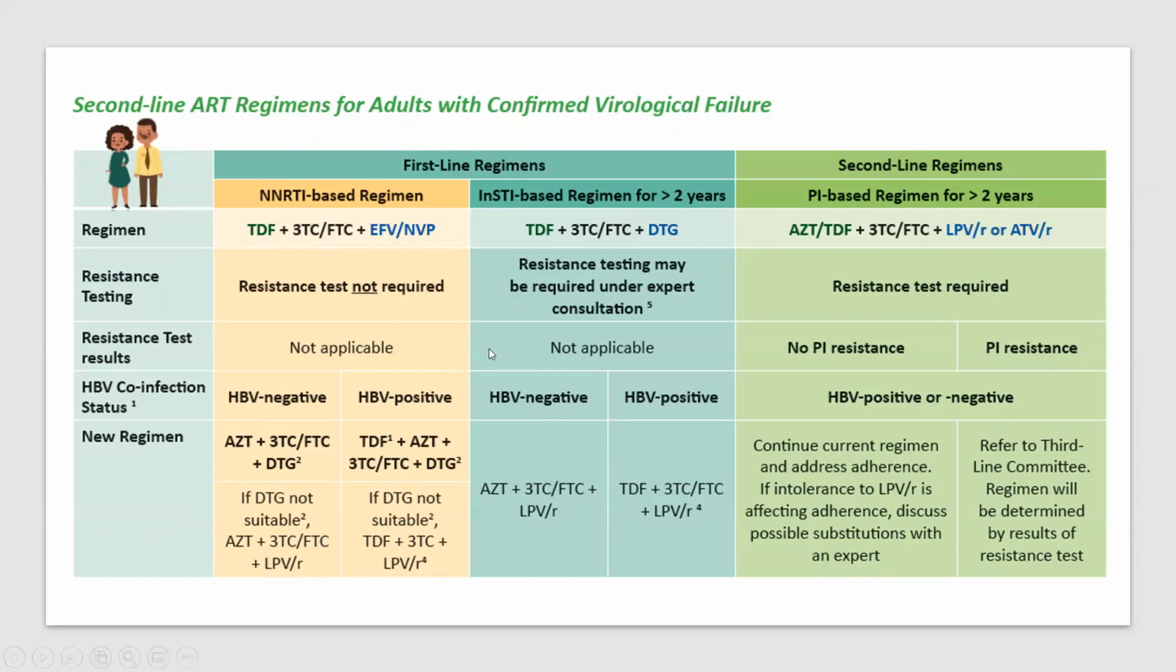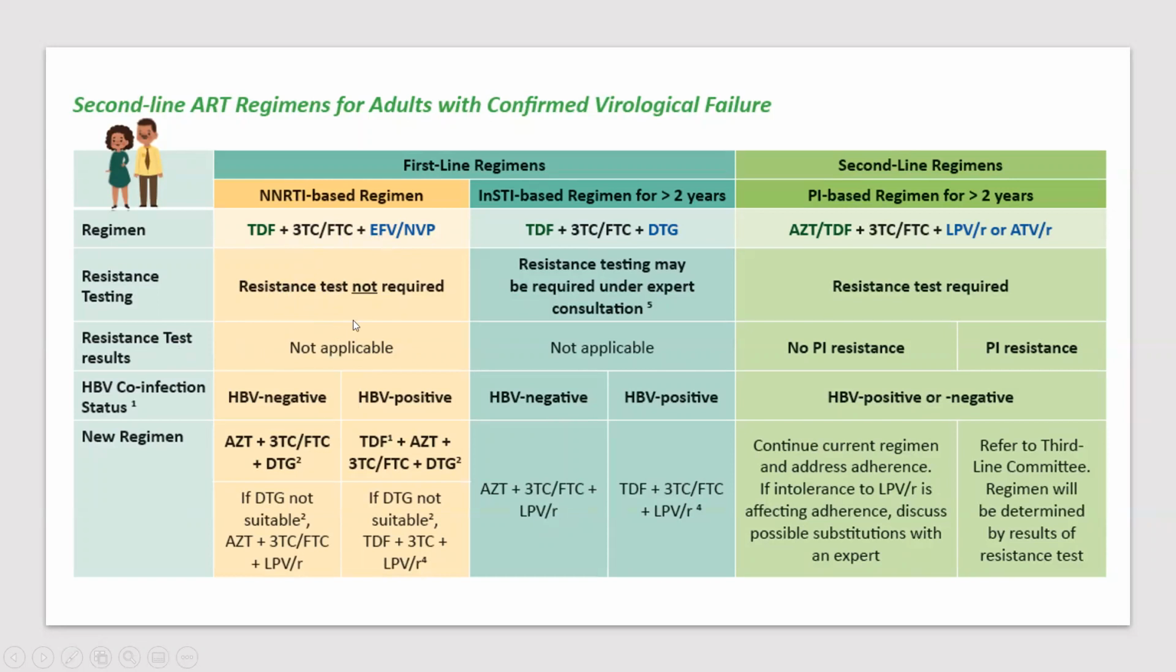Now, let's look at this table. It looks a bit busy, but I'll try and summarize it. It looks at the second-line ART regimen for adults with confirmed viral load or virological failure. We'll start with the first-line regimen. Patients who are on an NNRTI-based regimen, we mean your efavirenz and your nevirapine. When these patients are failing treatment or their viral load is high, we do not need to do a resistance test on them because they are on an NNRTI. A resistance test is not applicable for these patients.